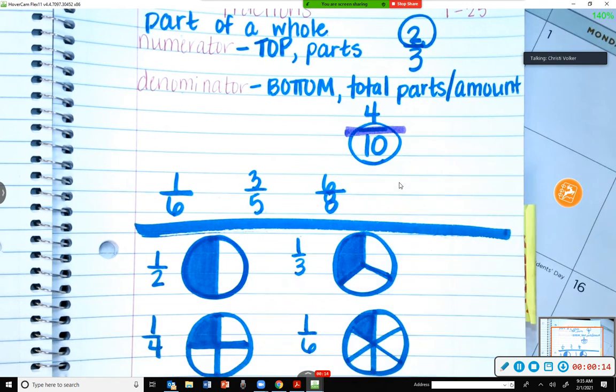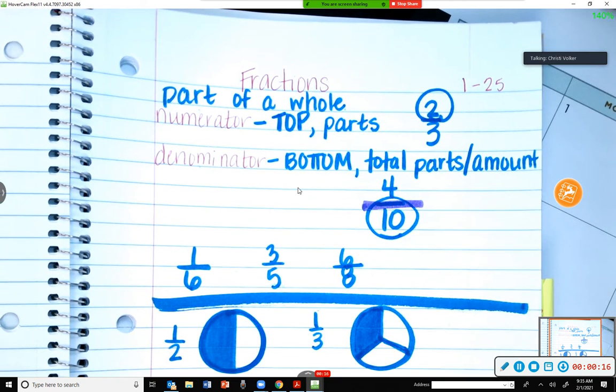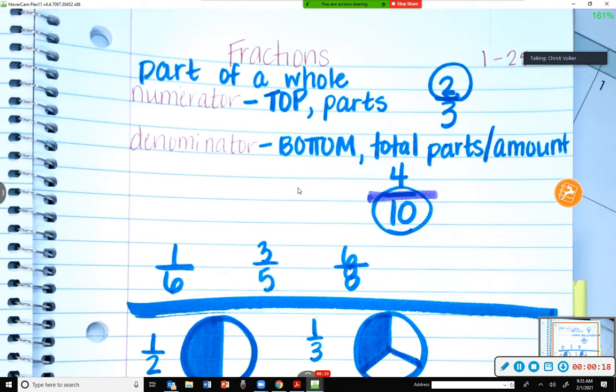So who can tell me what the numerator is of a fraction? The top part? Allie, what's the numerator? The top part, and it usually tells us how much is shaded or how much is eaten, something like that, right? The denominator is going to tell us what, Evangeline? The total of the parts. Good, the total number of parts, okay? So if you're talking about a pizza, the denominator is the total number of pieces in the pizza, okay?